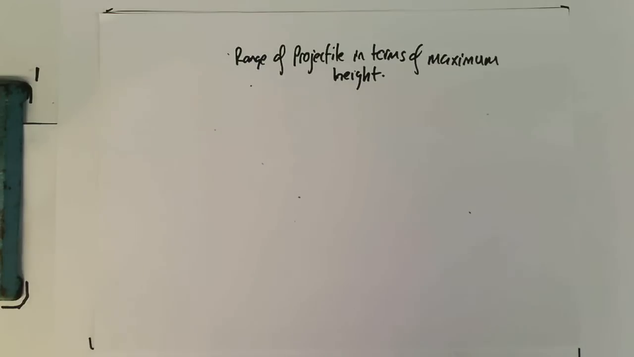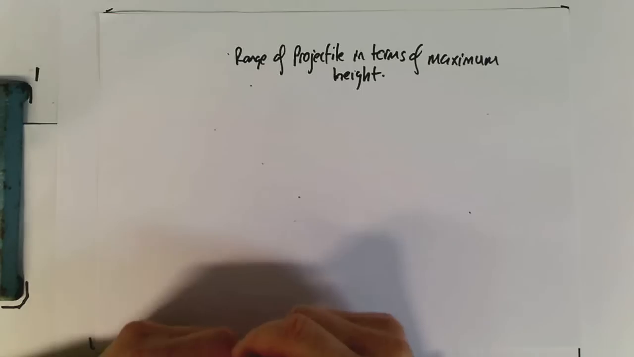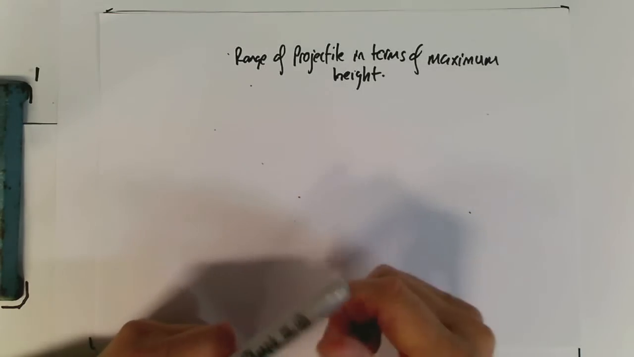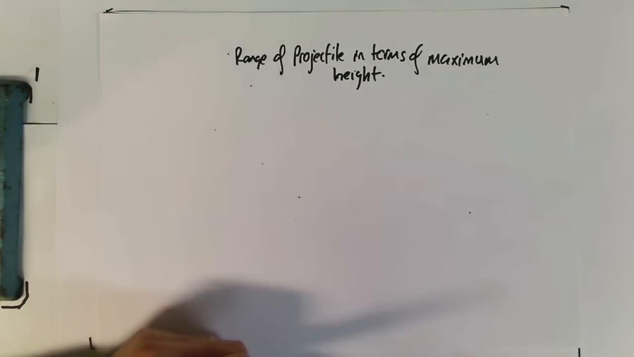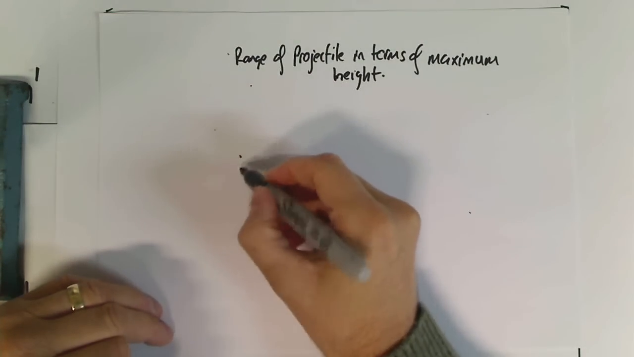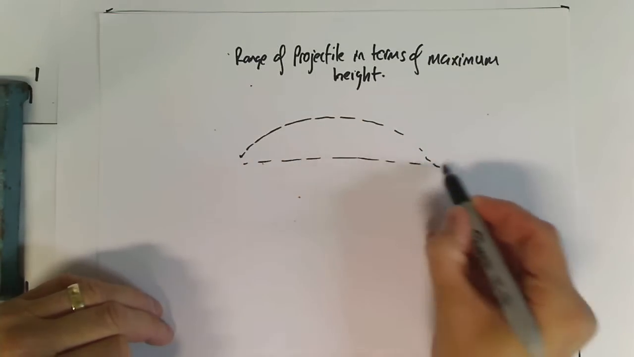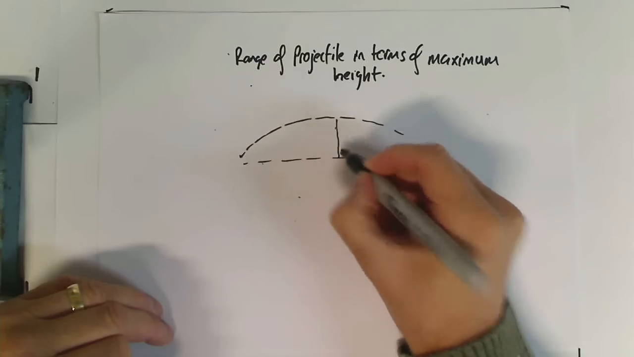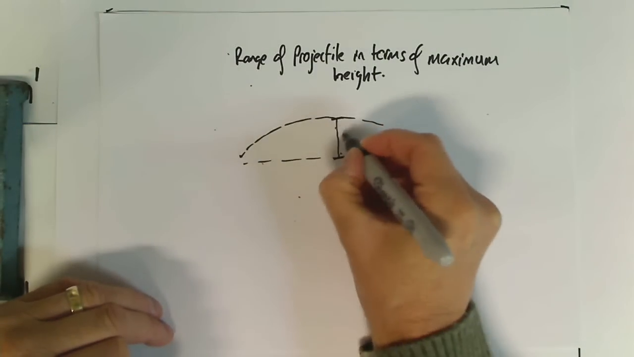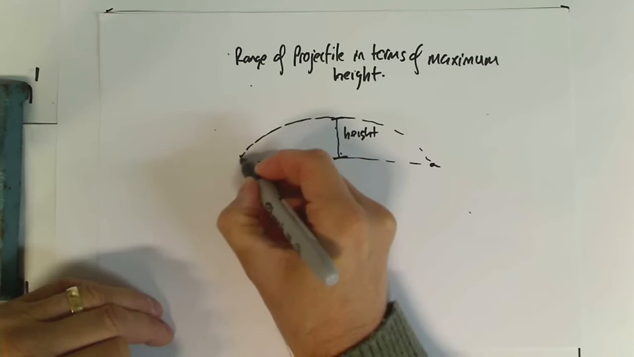Alright, what I want to look at here is the range of a projectile in terms of the maximum height it reaches. So this is one of those situations where we're doing the projectile at 45 degrees. So this is a maximum range projectile in terms of its maximum height. So I'll just do a little drawing. So we want to know what its range is going to be in terms of its height. Range being how far it goes.